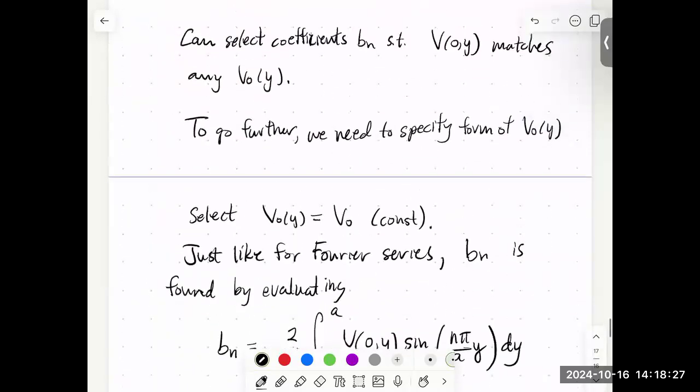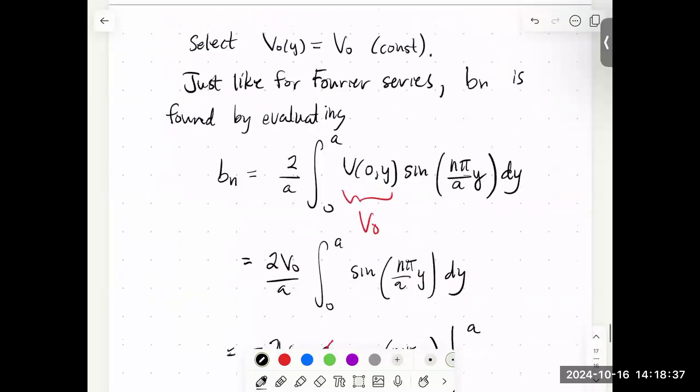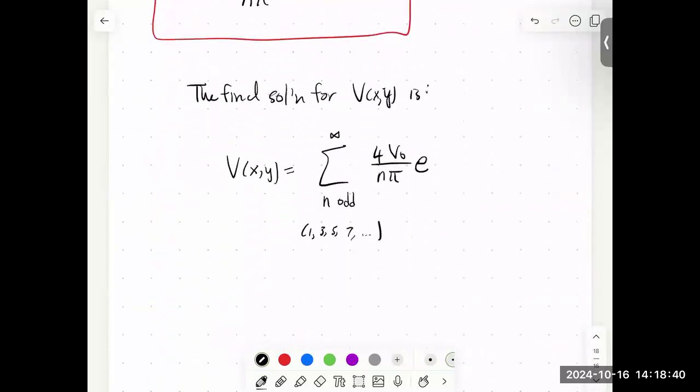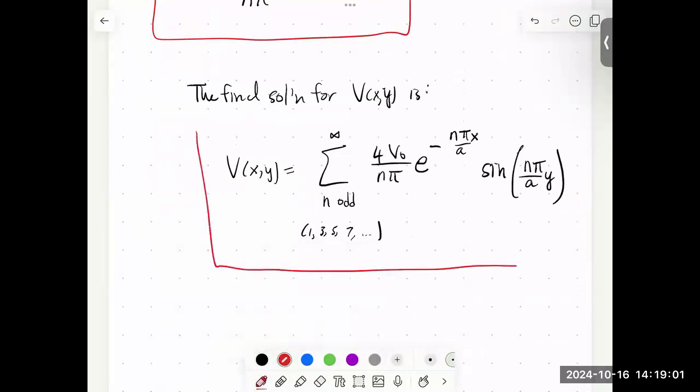Remember, we had this exponential in here. There it is, e to the minus kx. It was temporarily gone because we were doing the boundary condition of x equals 0. But in general, we have e to the minus kx, and k was n pi over a. And then we had the sine of ky. Again, it's n pi over a for k, and then we have our y. And that is our solution to our problem by separation of variables.